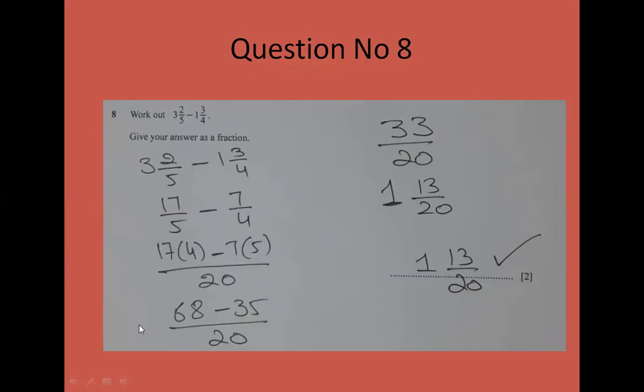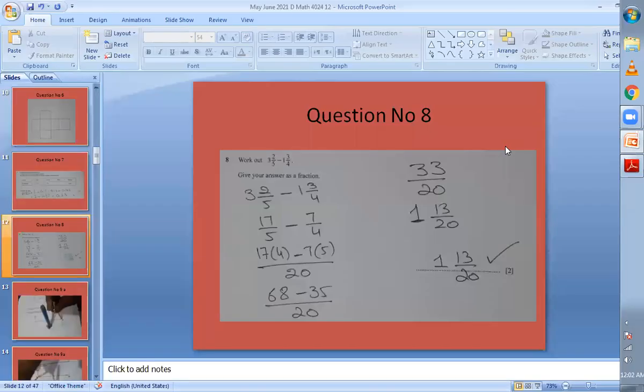So you will have 17 multiplied by 4, that's 68, minus 7 multiplied by 5, that's 35. So 68 minus 35 will be 33. 33 divided by 20. When you divide 33 by 20, you get 1 whole 13 by 20. So the answer will be 1 whole 13 by 20. This is question number 8.